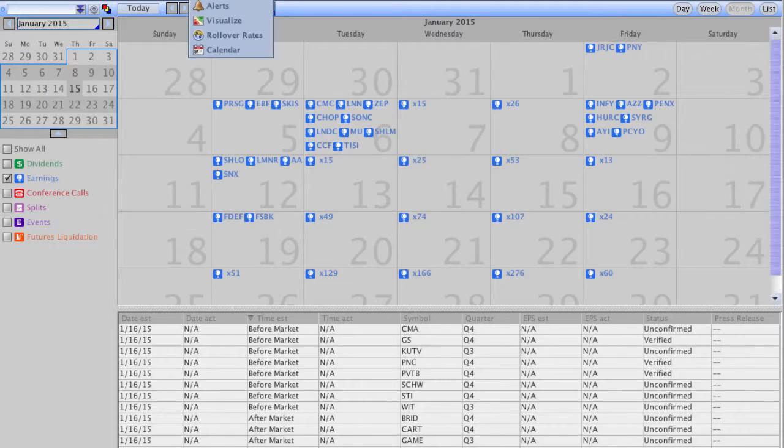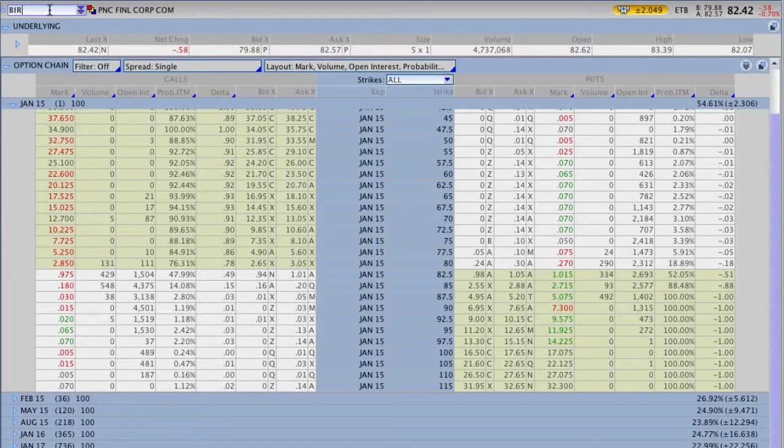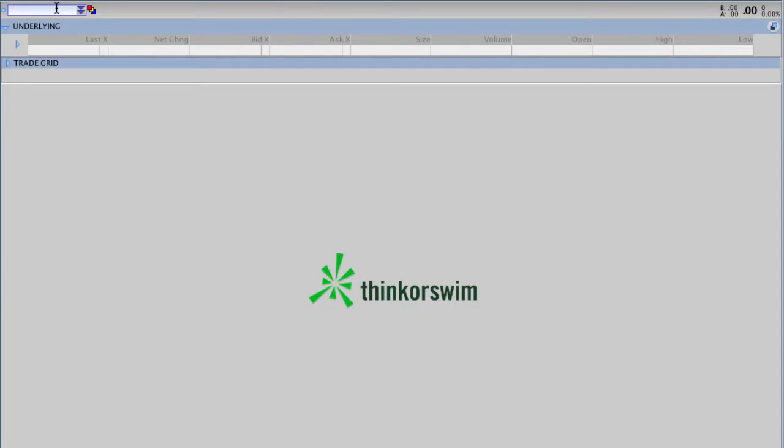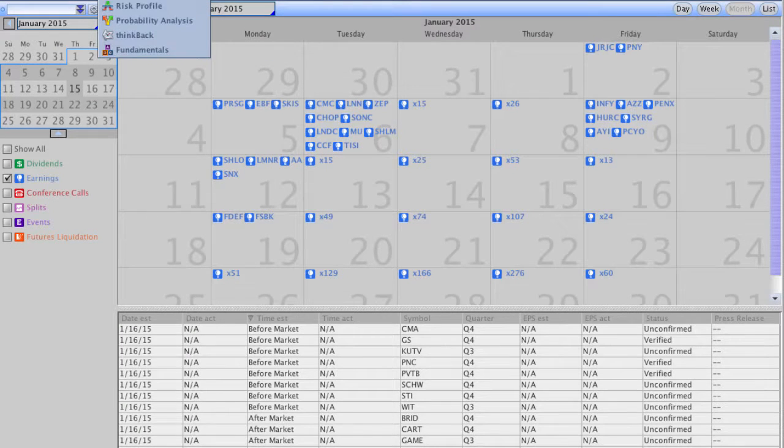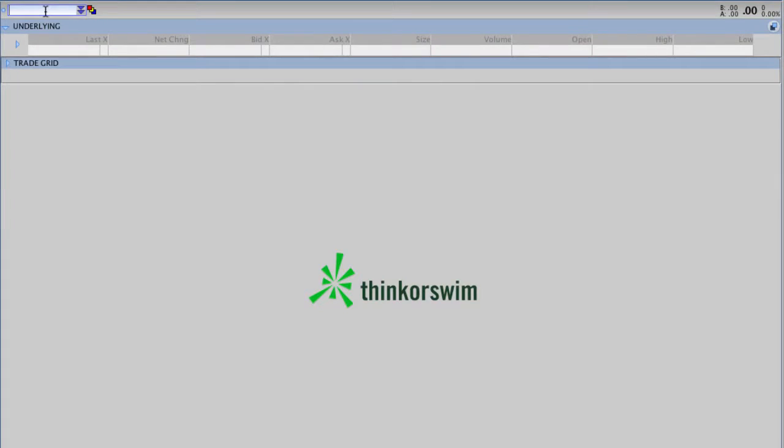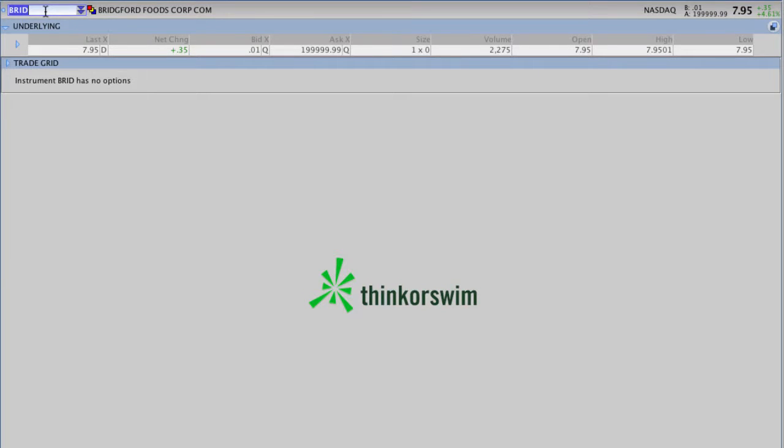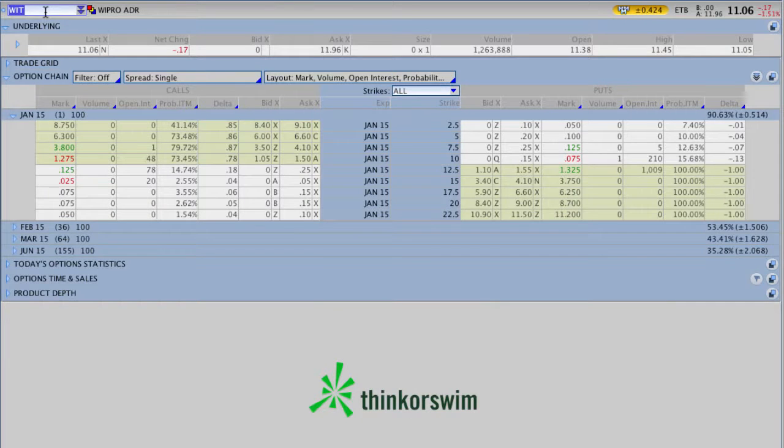Now, some of the other ones that are out there, I think one of the ones that we want to look at is BRID, I believe. Oh, no, which one is it? Hold on one second. Oh, it's WIT. Okay, I'm sorry, it was WIT. So this is another one that has earnings that are being announced tomorrow.